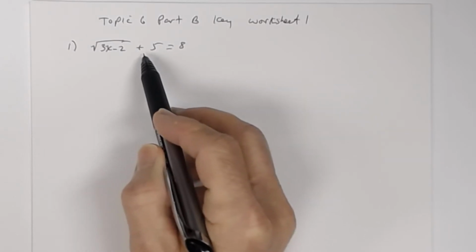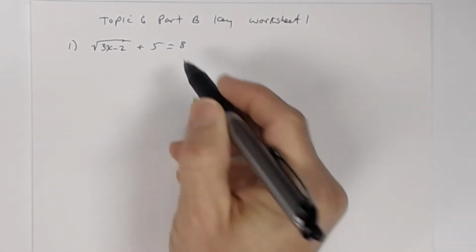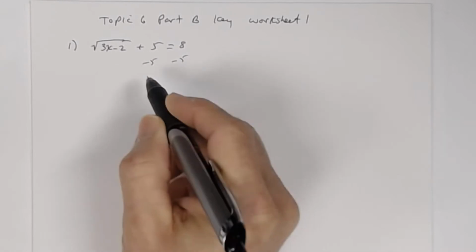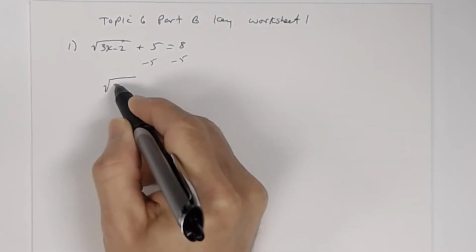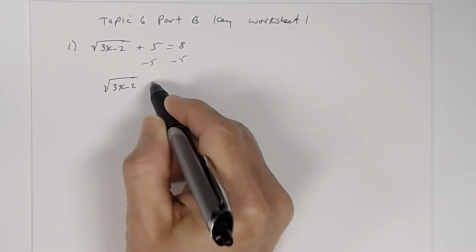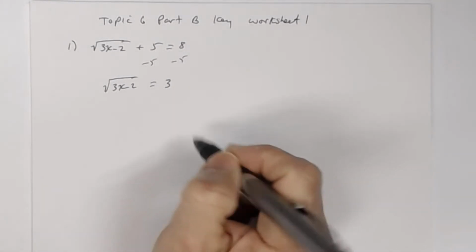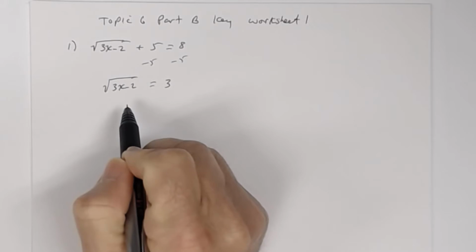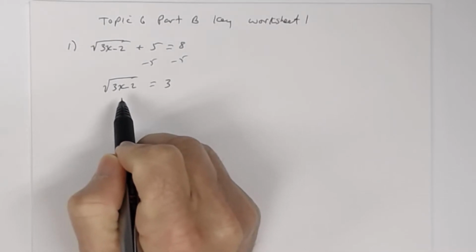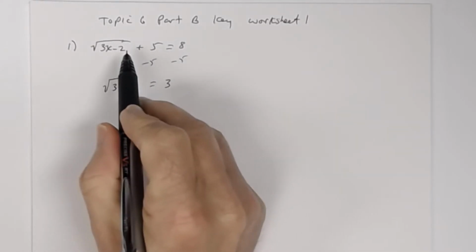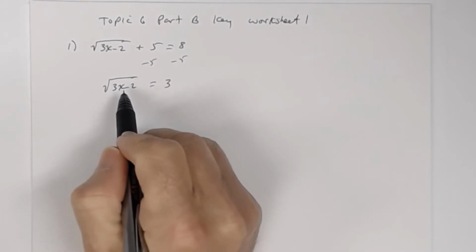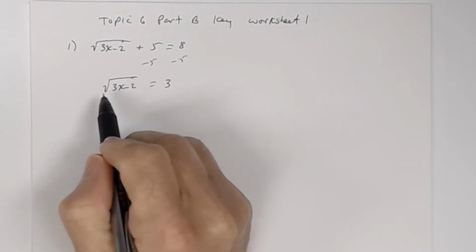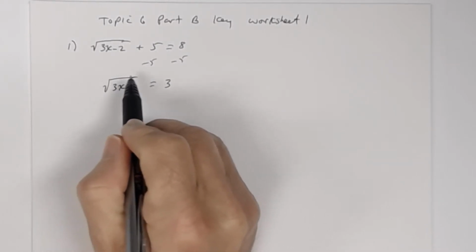So let's go ahead and subtract 5 from both sides. And so when I subtract 5 from both sides, I get the square root of 3x minus 2 is equal to 3. All right, so now at this point, I have the square root expression by itself. Now remember, to solve this equation, we have to isolate the variable x. So somehow I've got to remove that square root symbol.